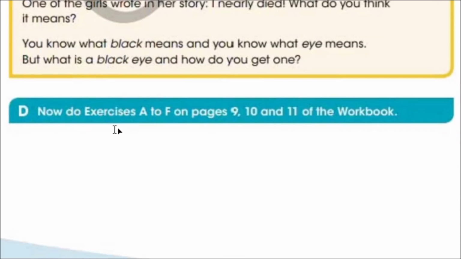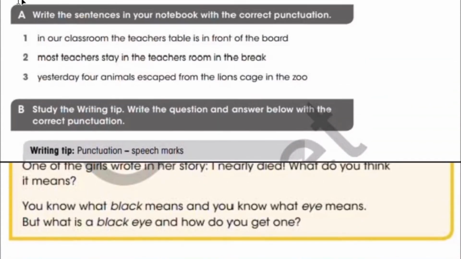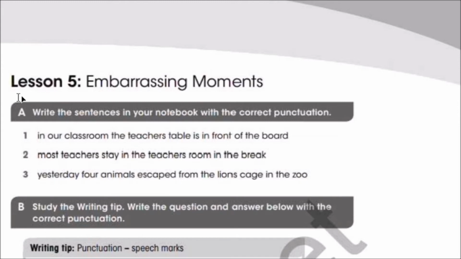Question D. Now do exercises A to F on pages 9, 10, and 11 of the workbook. Let's go to pages 9, 10, and 11 in the workbook and start working on them. The workbook, page 9, lesson 5, embarrassing moments. Question A. Write the sentences in your notebook with the correct punctuation.